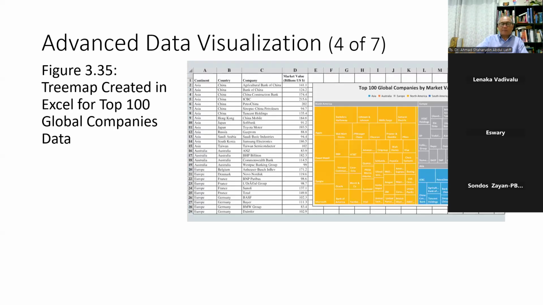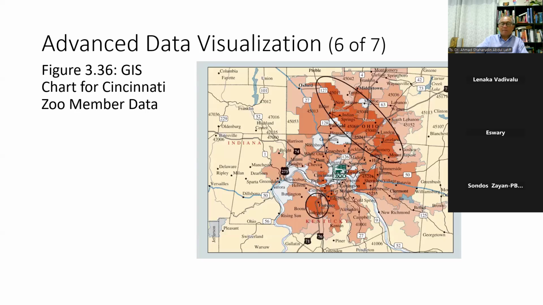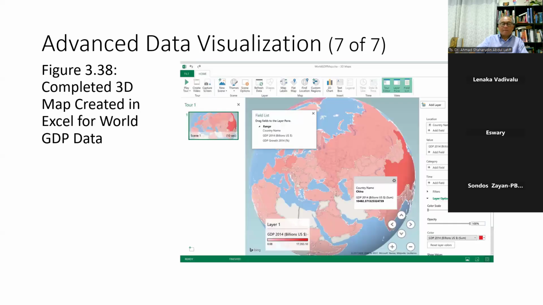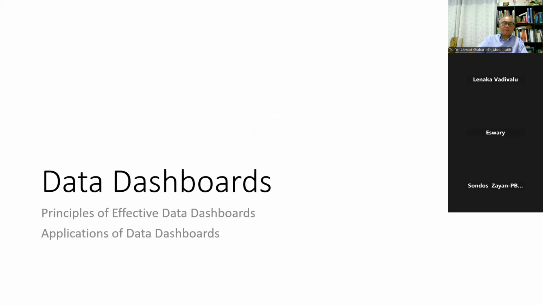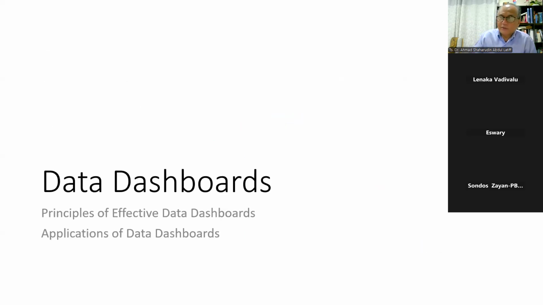Same goes here, tree map. Looking from the top of the tree, and the size differentiates the volume, the numbers. Then you can use GIS, and then you can combine with heat map. 3D. Okay, now we have covered simple data visualization. And so now, how do you put it into a data dashboard? What is a data dashboard?